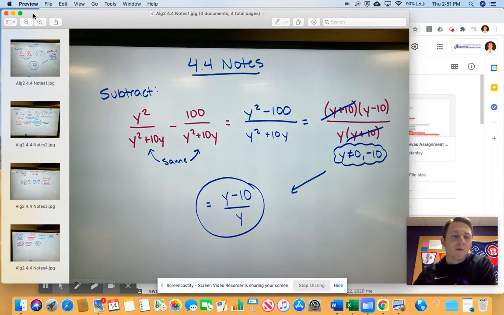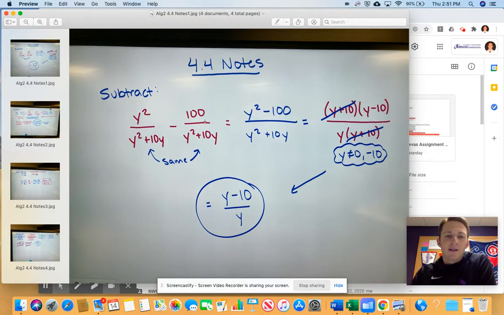All right, Algebra 2, we have 4.4 today. We're finding the least common denominator or the least common multiple, whatever you're used to. Then just some addition and subtraction with fractions, and we're going to multiply some complex fractions as well. So our first task is to subtract these two fractions right here.